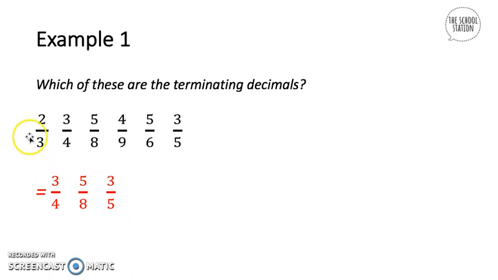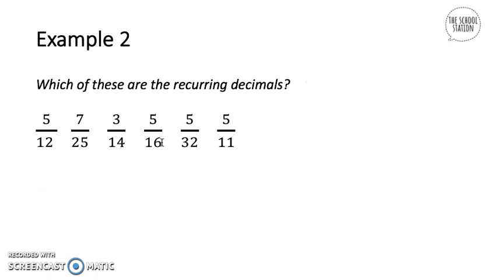The rest, like 2/3, 3 is not a power of 2 or 5. In 4/9, 9 is not a power of 2 or 5. And last of all, 5/6, 6 is not a power of 2 or 5. So we should realize that these are not going to be terminating decimals. Now we're going to go on to the second question.